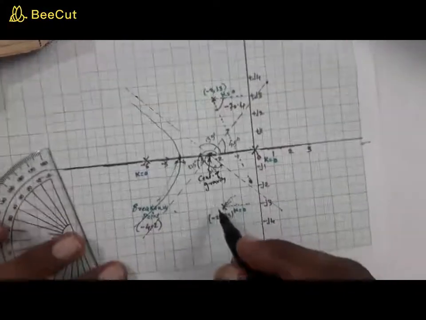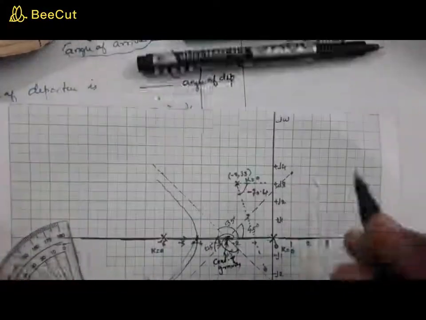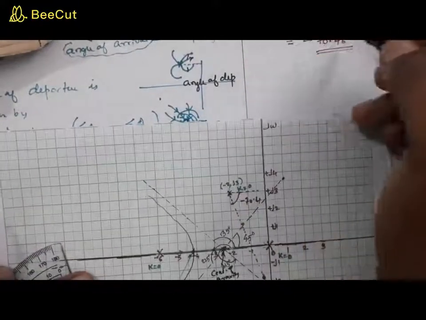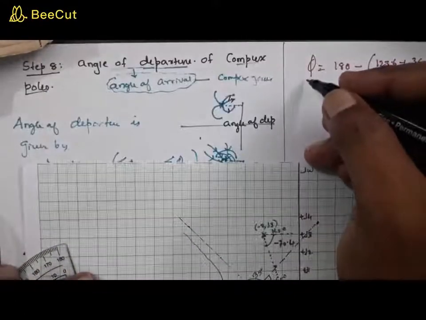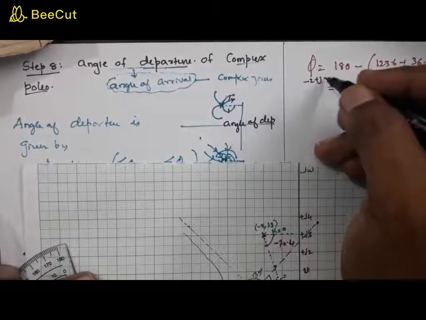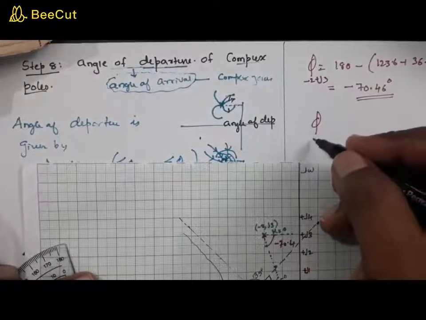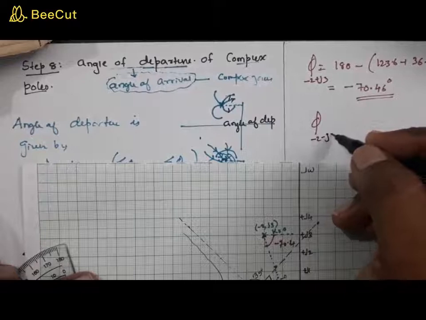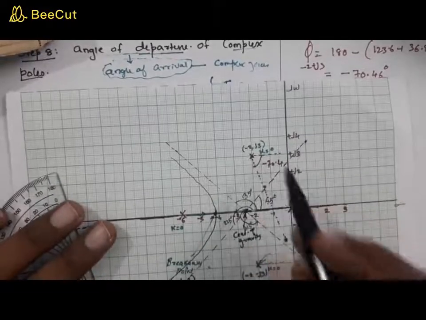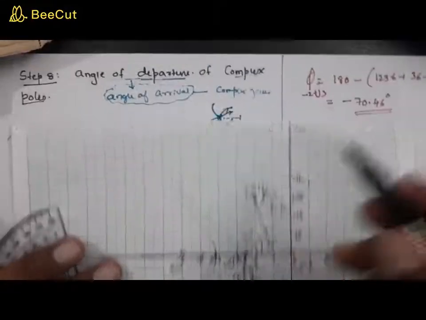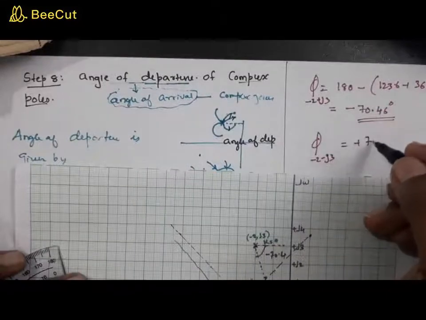So there will be an angle of departure for this pole as well. Now you don't have to measure this. This is actually the departure for minus 2 plus j3. Then what about the departure angle for minus 2 minus j3? Since this is the mirror image of this, it will be plus 70.46.